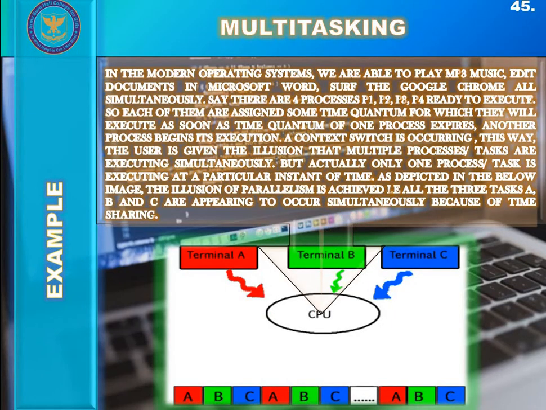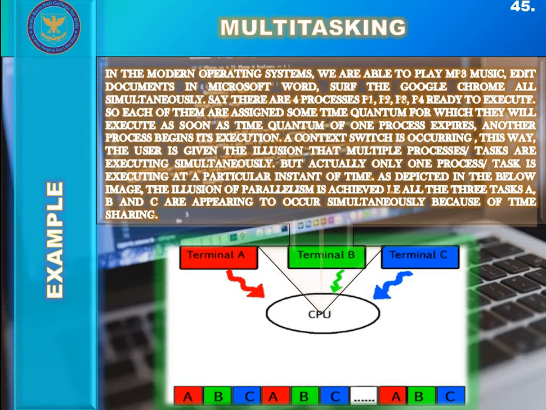You can see this diagram on the screen. In a time-sharing system, multitasking actually happens. Time-sharing operating systems actually perform multitasking. So in a time-sharing system, each process is assigned some specific quantum of time for which a process is meant to execute by the CPU.